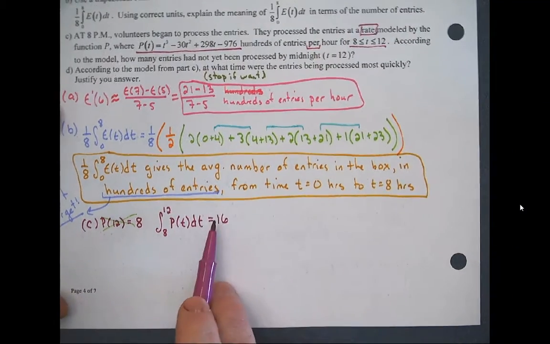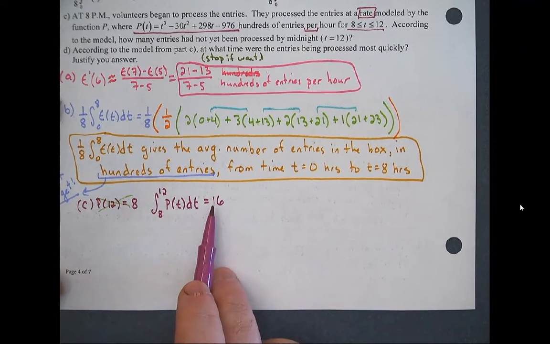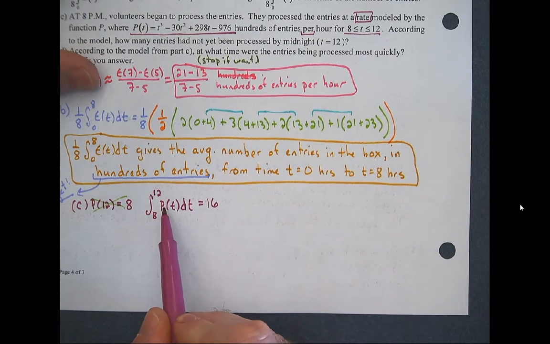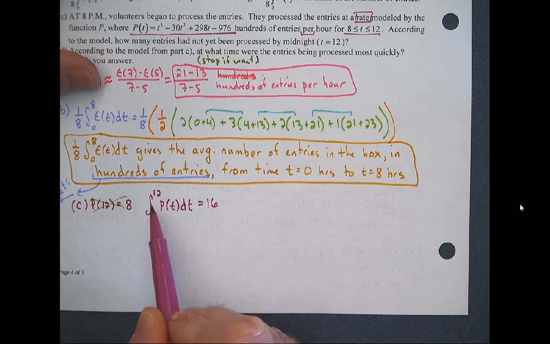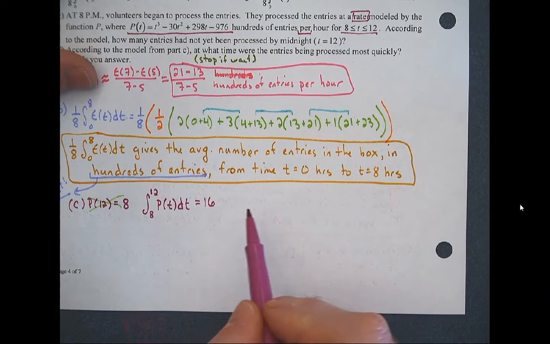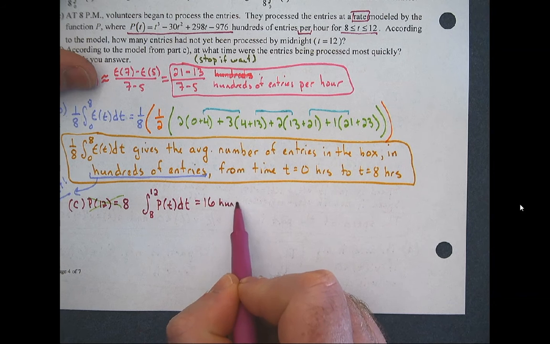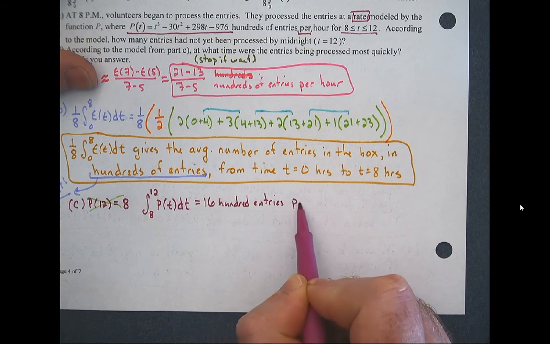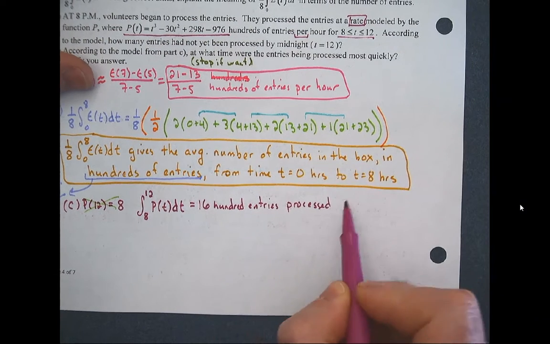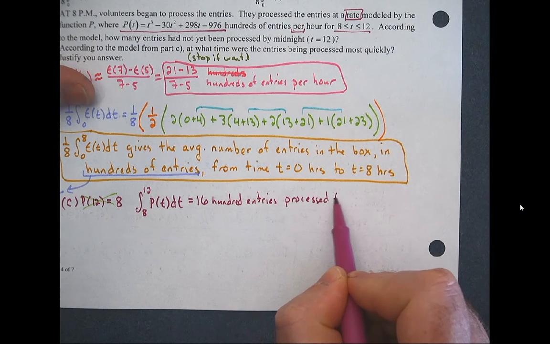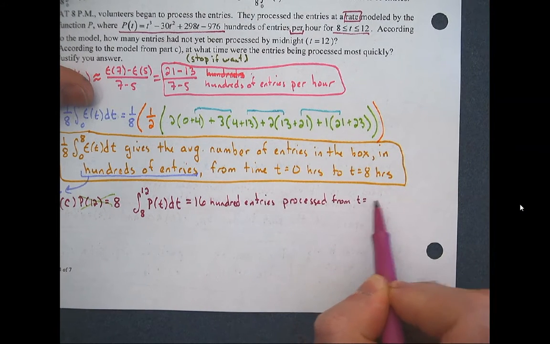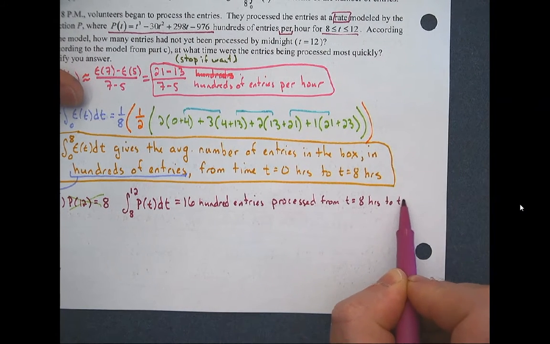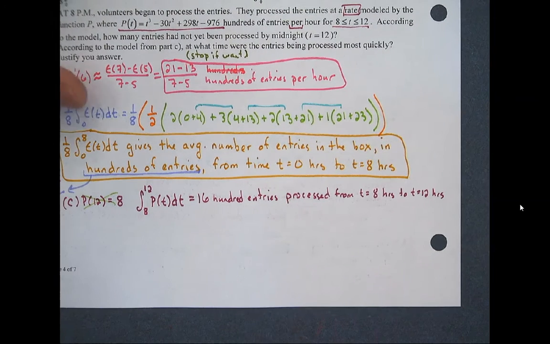So what is this telling us? Pause and try to think about what this represents. This represents how many entries were processed between 8 and 12 midnight. 1,600, notice it's not 16, it's 1,600 entries processed from t equals 8 to t equals 12. Now that's not the question.